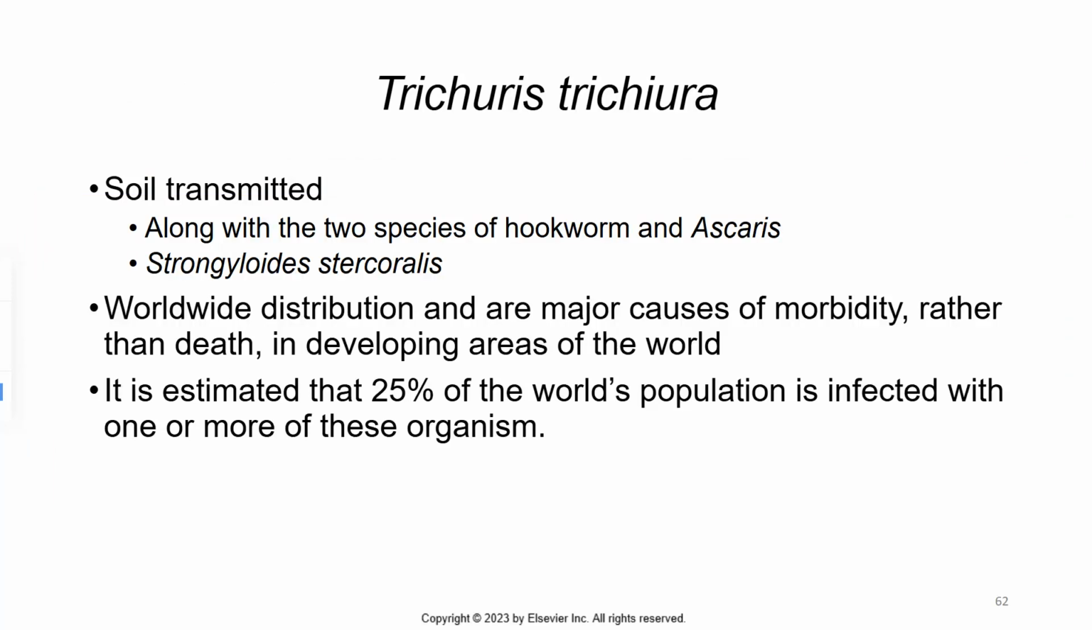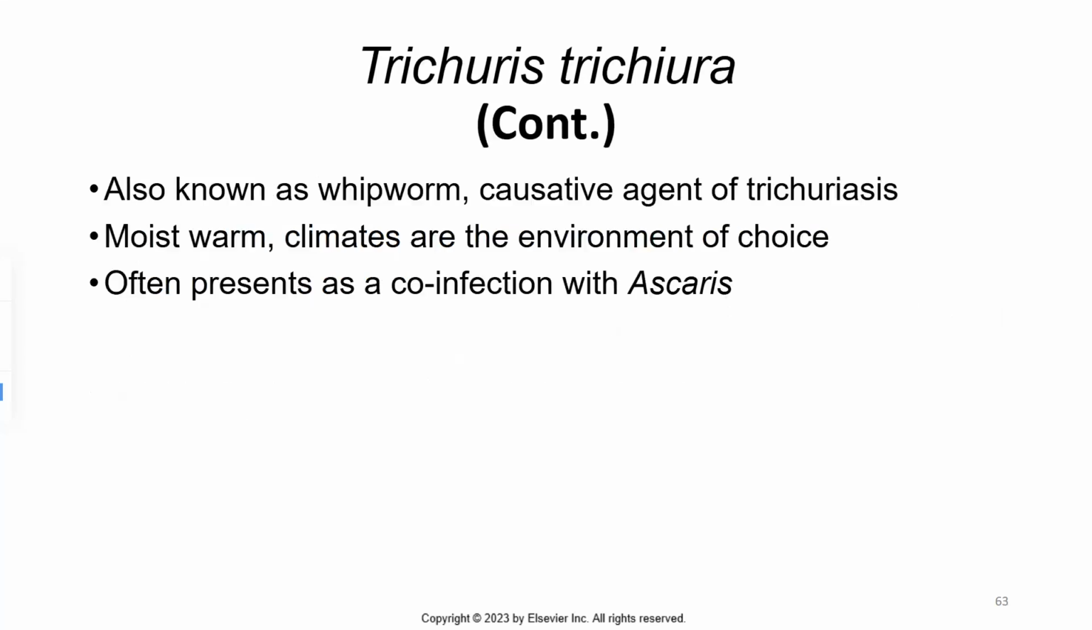Trichuris trichiura, so soil transmitted, along with 2 species of hookworm and Ascaris. Strongyloides stercoralis is another one that's soil transmitted. Worldwide distribution, and they're a major cause of morbidity rather than death in developing areas of the world. It's estimated that 25% of the world's population is infected with one or more of these organisms.